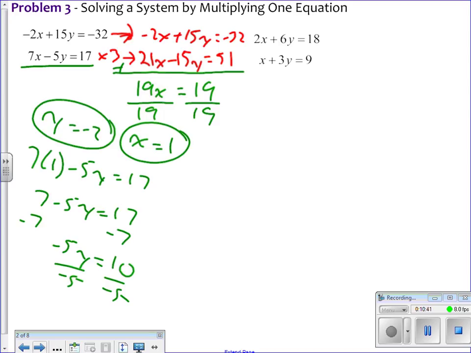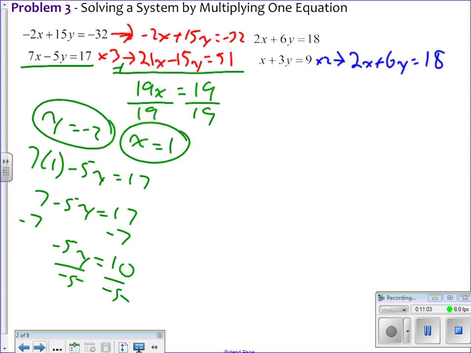If I look at my x's, can I multiply one of the equations to make it look like the other? At least just the x portion. I don't care about the rest. You can multiply the bottom one by 2. I can multiply the bottom one by 2. So if I multiply the bottom one by 2, I get 2x plus 6y equals 18.